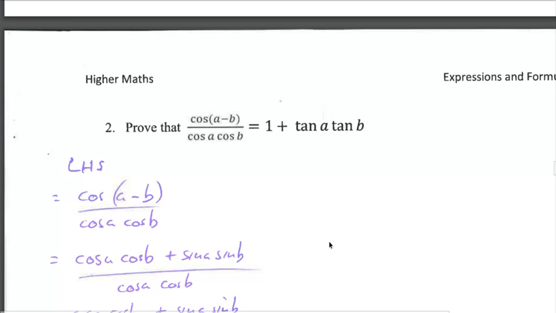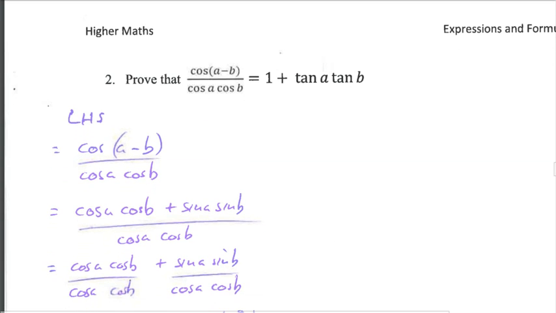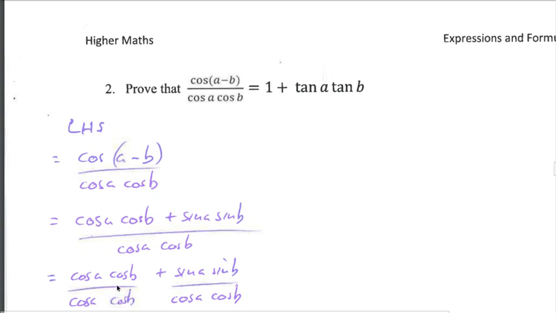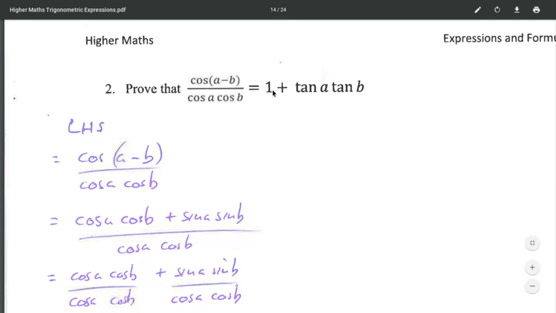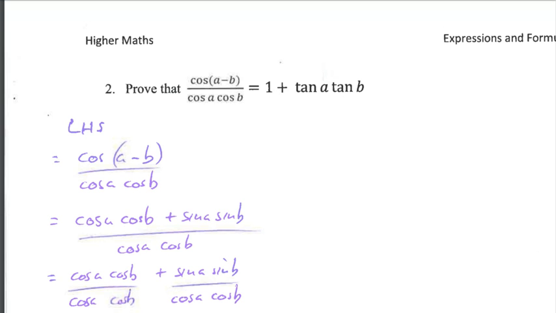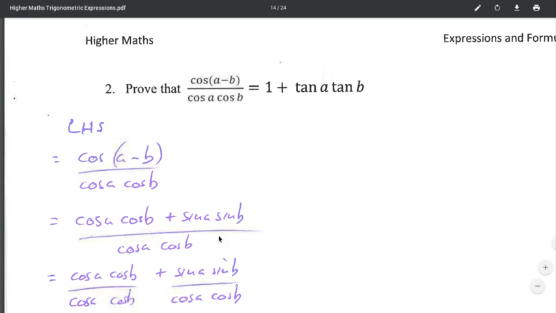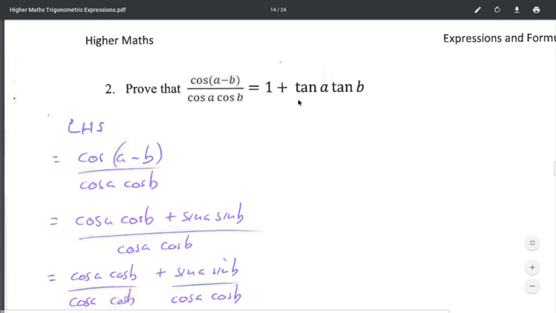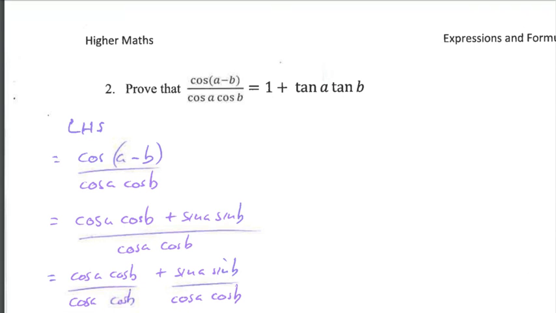So cos a cos b over cos a cos b. I'm thinking, well, hang on, they're the same. Anything divided by itself is 1. And I've got 1 in the answer, so I'm thinking I'm going the right way here. I've got sin a sin b over cos a cos b. Well, I know from National 5 sin over cos is tan, or sine of an angle over cos of the same angle is tan of that angle. So that's very, very encouraging.